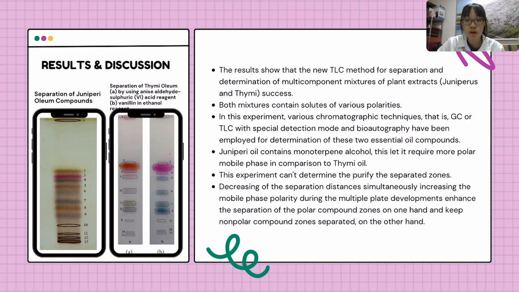In this experiment, various chromatographic techniques, that is, gas chromatography or thin layer chromatography with spatial detection mode and bioautography, have been employed for determination of these two essential oil compounds. Juniper oil contains monoterpene alcohol. This led it to require a more polar mobile phase in comparison to thyme oil. This experiment cannot determine the purity of these separated zones, as decreasing the separation distances while simultaneously increasing the mobile phase polarity during the multiple plate developments enhances the separation of the polar compound zones on one hand and keeps non-polar compound zones separated on the other hand.